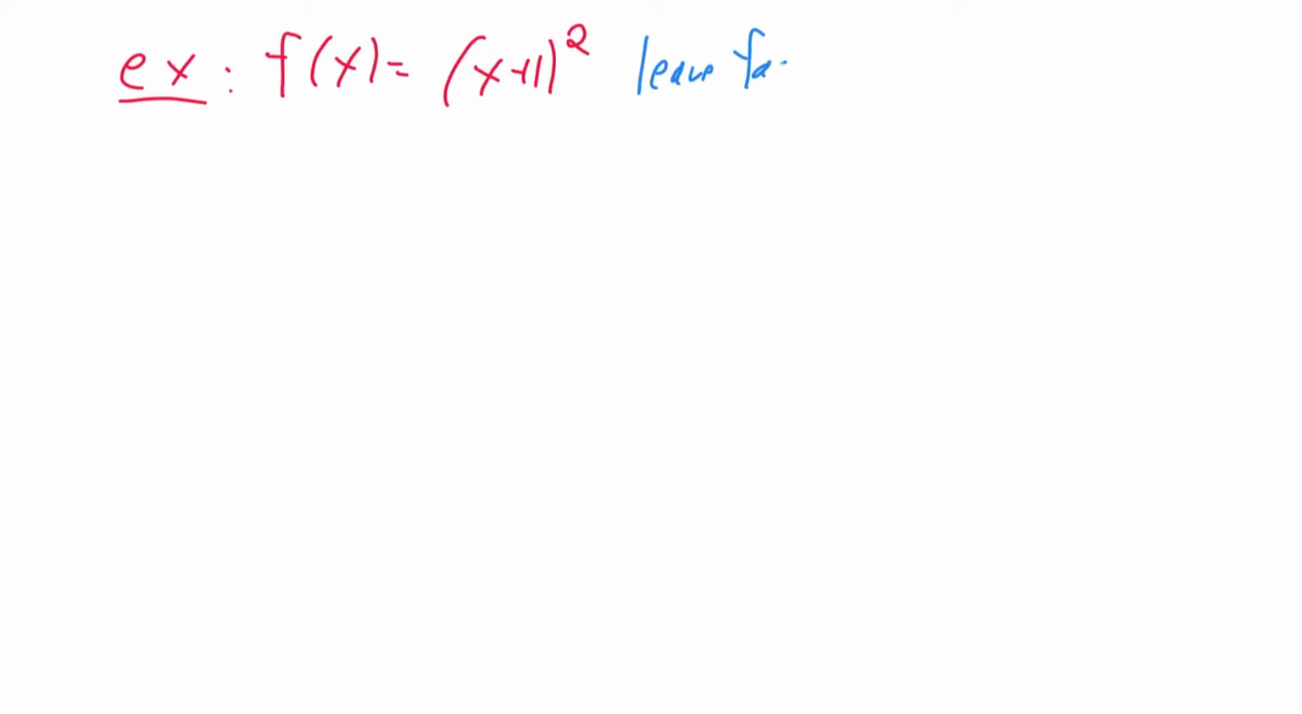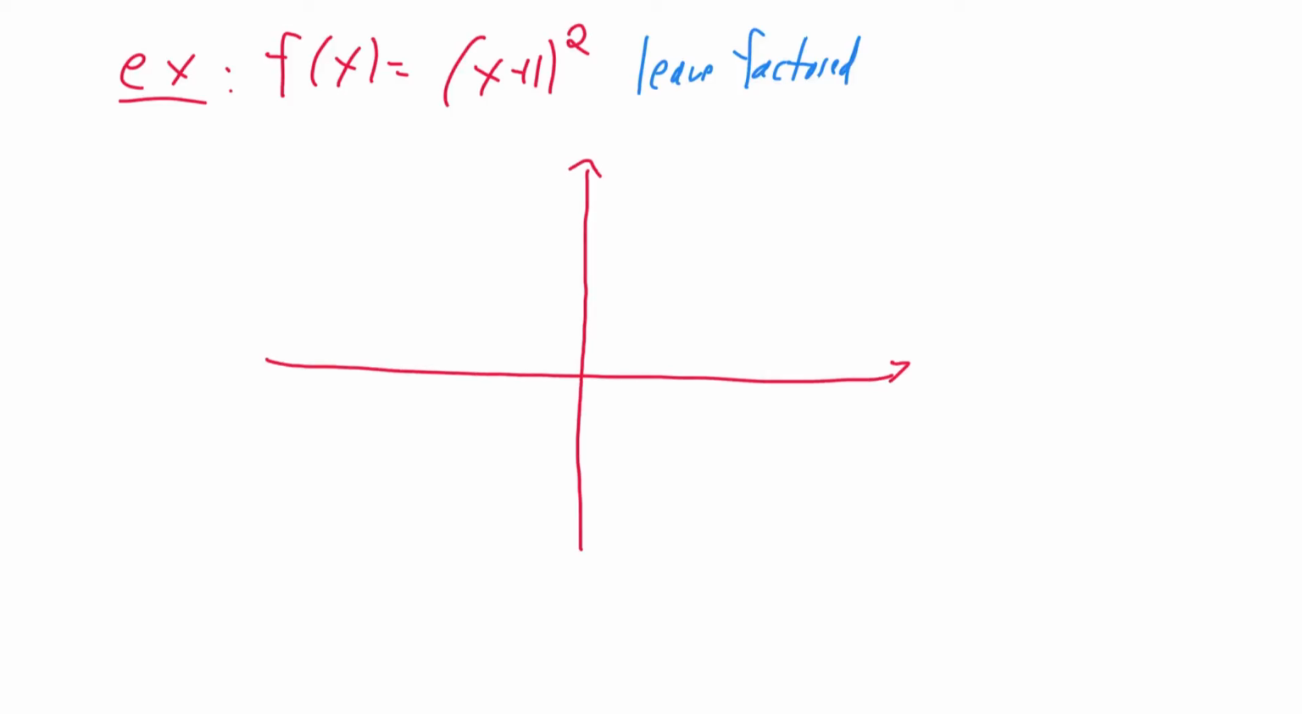So let's look at a few examples of where I think it's helpful to have a basic picture in your mind. Let's take f of x to be equal to (x plus 1) squared. I think in this case it's better to leave it factored, because I know what the shape of a quadratic is. All I need is a little bit of extra information here to help me plot this very quickly.